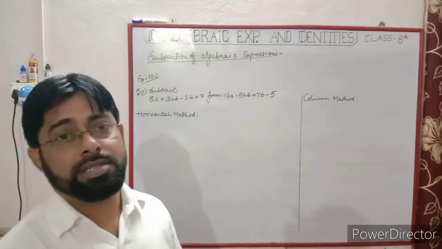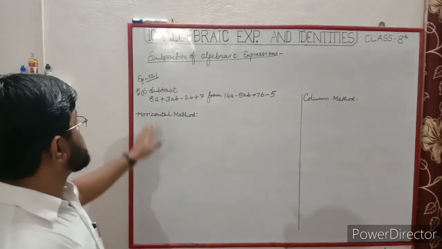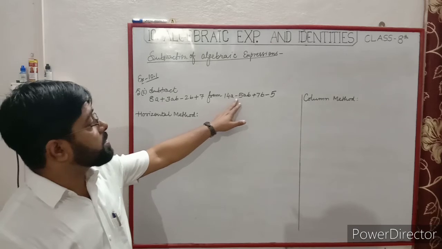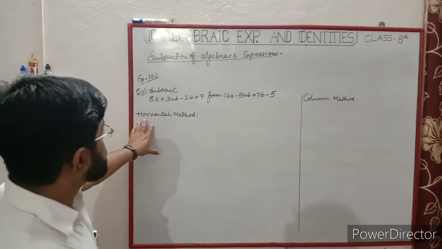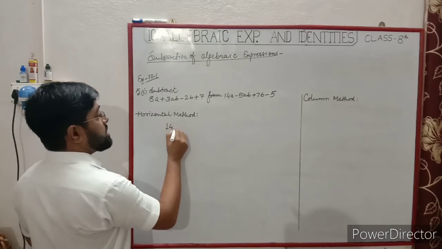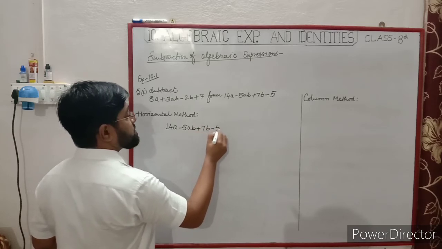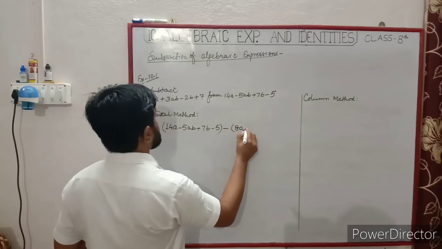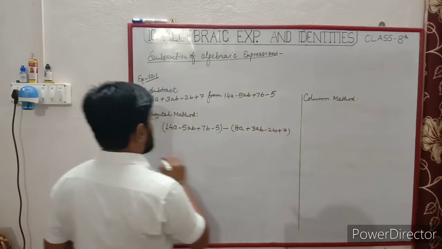Subtraction of algebraic expressions. Let's see question number 5, first from exercise 10.1. Subtract 8a plus 3ab minus 2b plus 7 from 14a minus 5ab plus 7b minus 5. So first of all by the horizontal method. First of all write the second expression, 14a minus 5ab plus 7b minus 5, within a small bracket, minus 8a plus 3ab minus 2b plus 7.